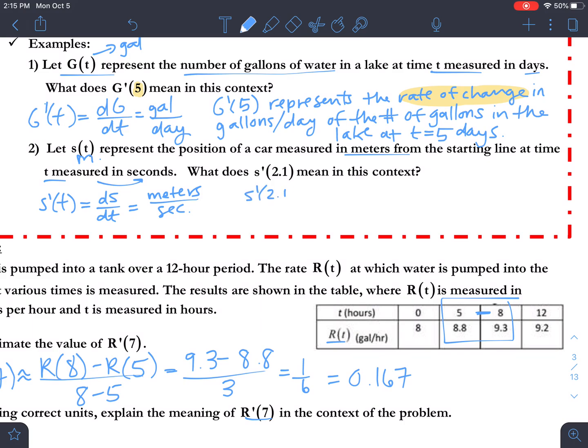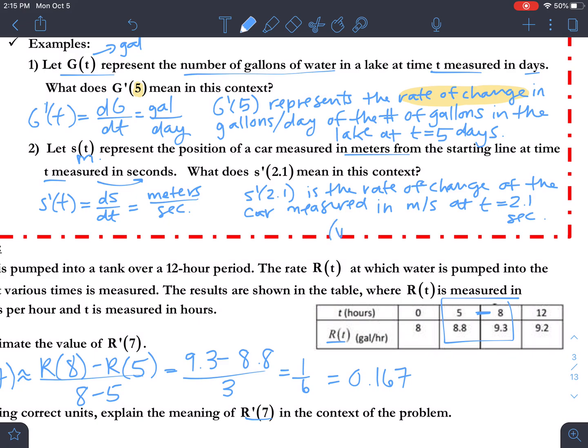So S prime of 2.1 is the rate of change of the car, and we want to mention the unit, so measured in meters per second at t equals 2.1 seconds. Okay, and as I mentioned, this is actually velocity, which we're going to talk about a lot more, that relationship between distance, position, velocity, and acceleration. So S prime of 2.1, that's the rate of change of the car. How fast is the car moving, measured in meters per second, specifically that instantaneous rate of change at 2.1.